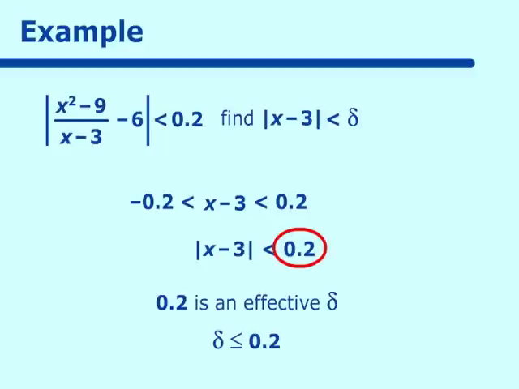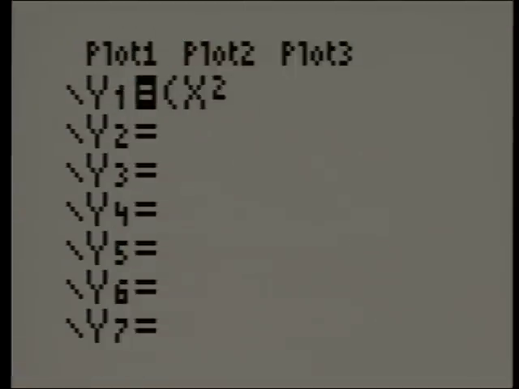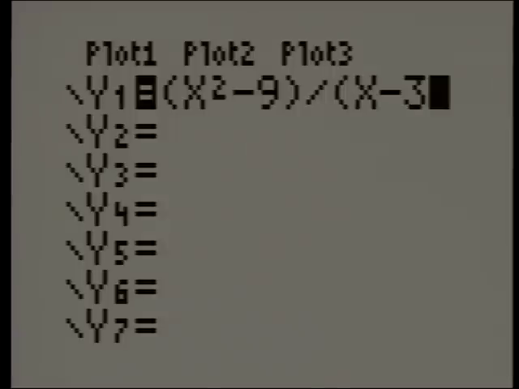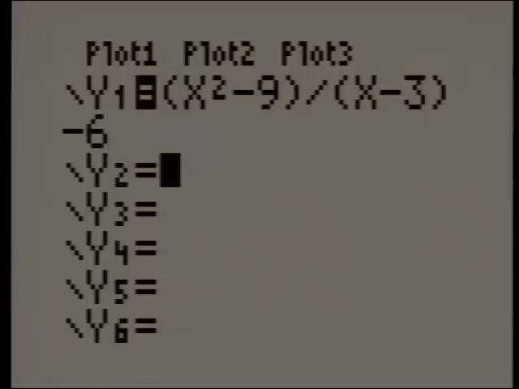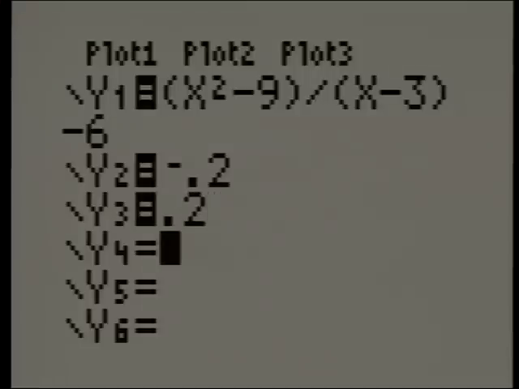Well, how would we do this problem on our calculator? Well, we would first of all have to enter in our expression without the absolute value in it and put it between the negative 0.2 and the positive 0.2. So now we will have (x squared minus 9) divided by (x minus 3), and that's minus 6. Okay, we'll put that in Y1, and then put it between negative 0.2 and positive 0.2. We notice our y values are from negative 0.2 to positive 0.2.